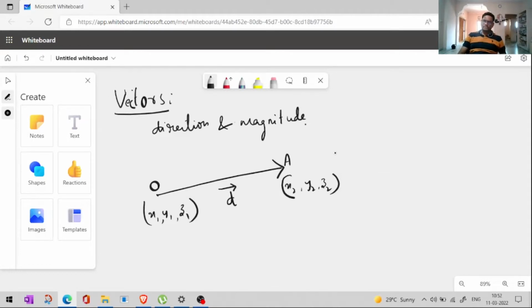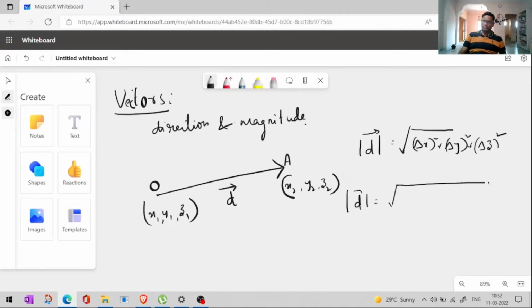So the magnitude of D is equal to the square root of delta x squared plus delta y squared plus delta z squared. Or you can simply write it as the magnitude of D bar is equal to the square root of (x2 minus x1) whole squared plus (y2 minus y1) whole squared plus (z2 minus z1) whole squared. So this gives the distance between these 2 points.